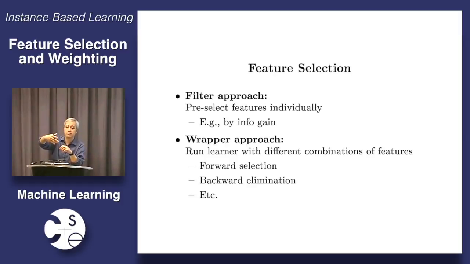Okay, so I try adding each feature. I measure the resulting accuracy. I pick the best feature, and then I try adding one of the other features, and I keep doing this until when?